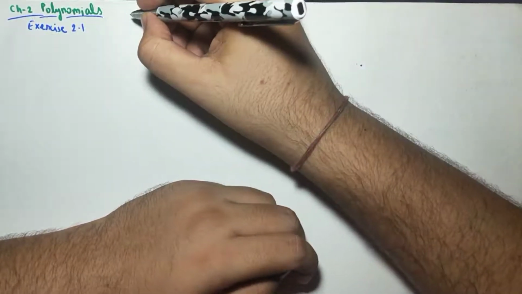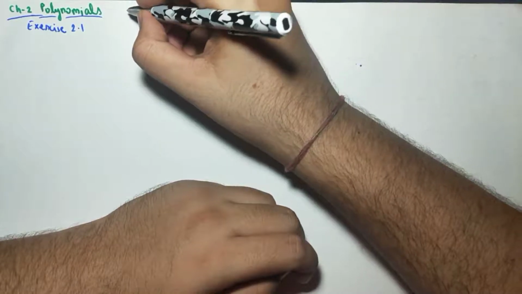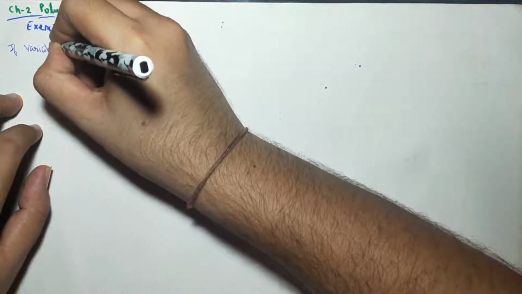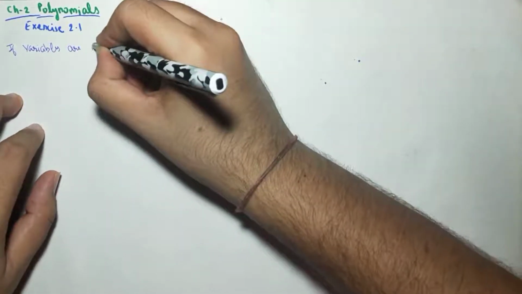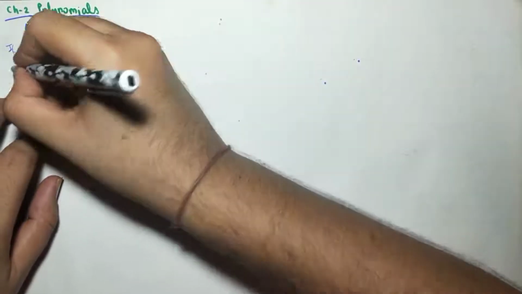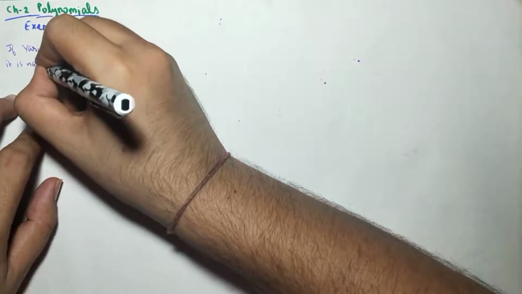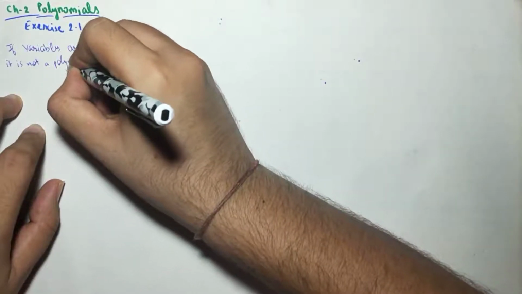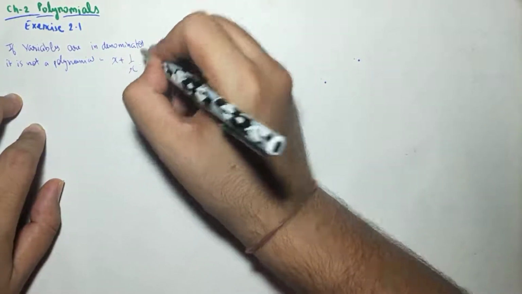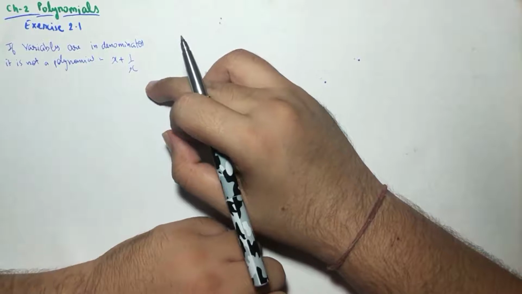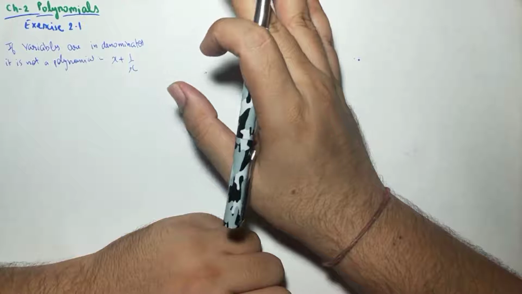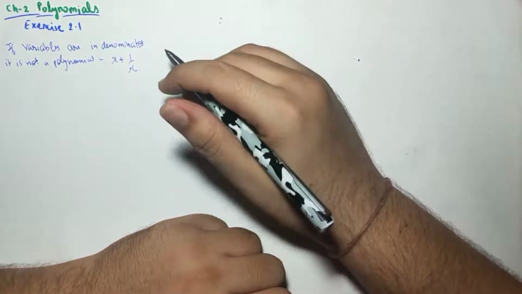First, if the variables are in the denominators, it is not a polynomial. For example, x plus 1 upon x, plus 1 by x, this is not a polynomial. The variable cannot be in the denominator. A number can be in the denominator, but a variable cannot be in the denominator.